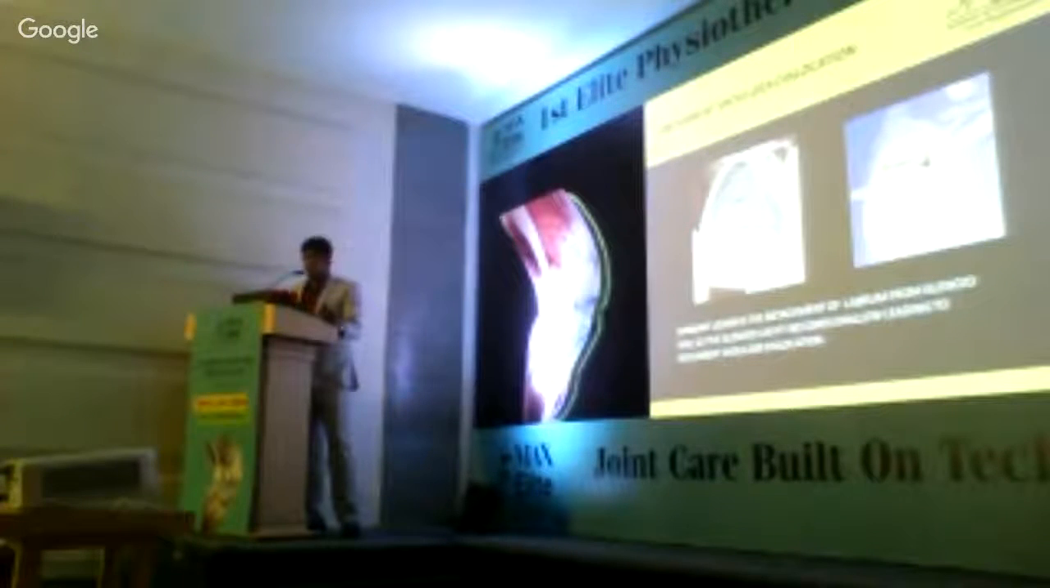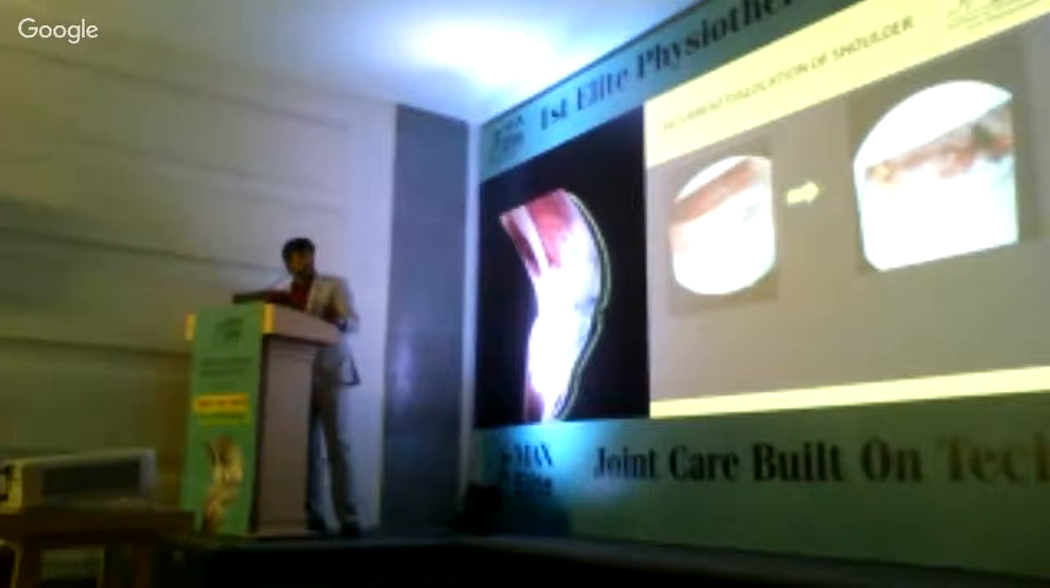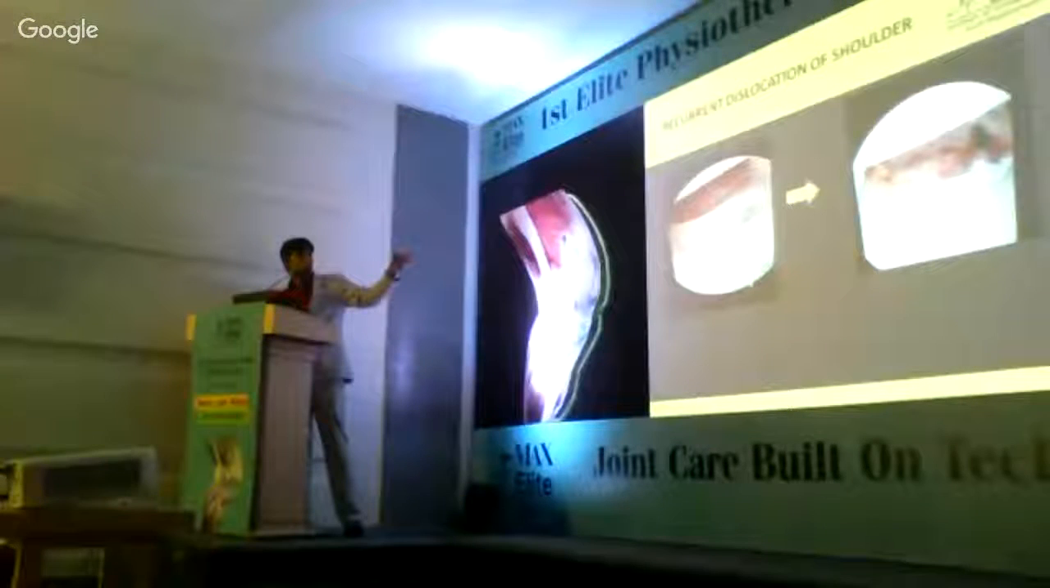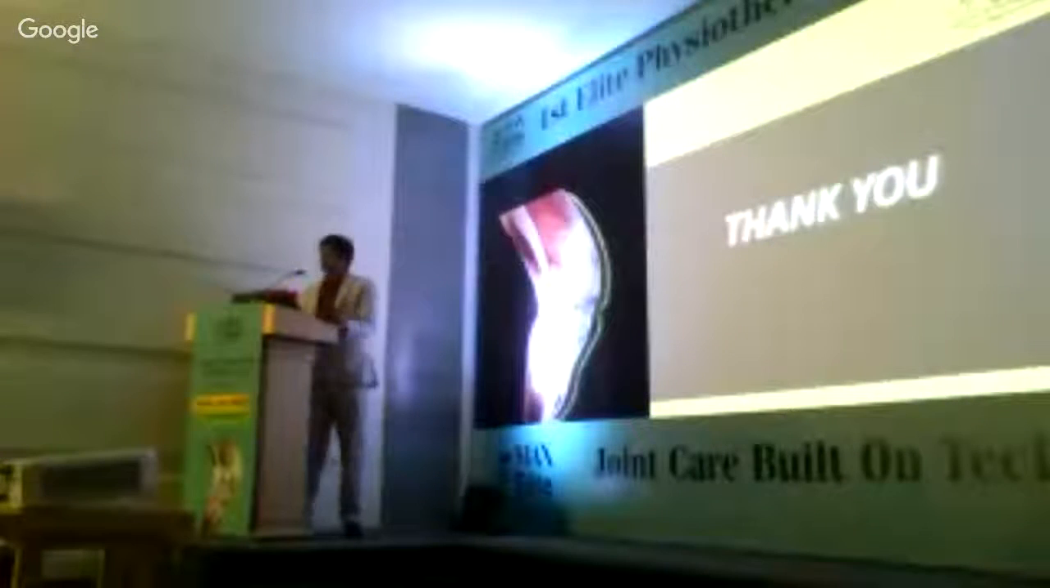Lastly, we see what happens in a recurrent dislocation of the shoulder. The anterior inferior rim of the labrum tears off, which is known as a Bankart lesion, which is restored after surgery. This is the image where the glenoid is at the floor and the humerus is at the top. The labrum is lying free away from the glenoid. Post surgery, it comes back and is restored to the glenoid. Thank you.